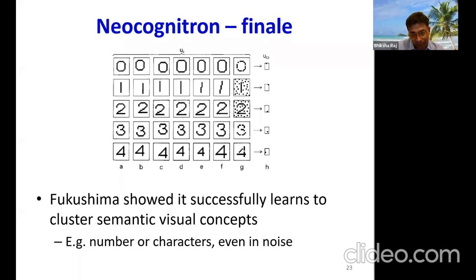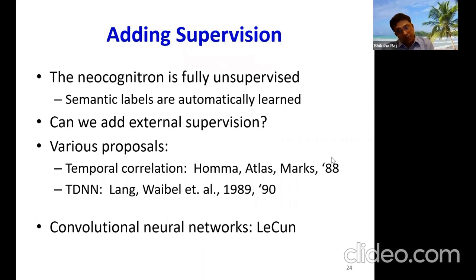So the neocognitron is fully unsupervised. The semantic labels it learns are automatically derived. So the question that naturally arises is, can we add external supervision to the model and force it to learn specific concepts? There were several proposals, like Homan, Atlas, and Marx in 88, who suggested a model for imposing temporal correlations. Kevin Lang and his team at CMU did it for speech signals and came up with time delay neural networks. And Yann LeCun came up with a model for images, the convolutional neural network. So we're going to look at the story through the perspective of LeCun's model.